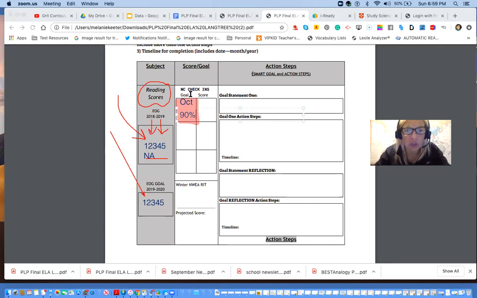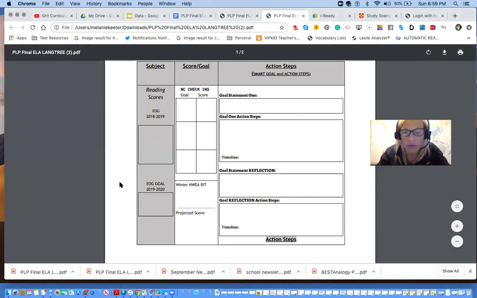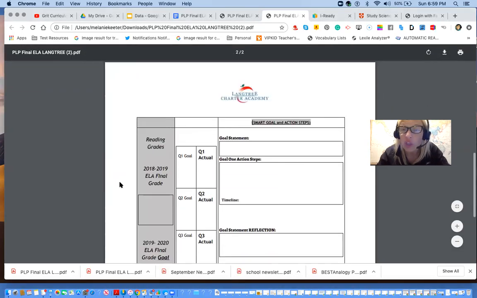The next score that you will have is not on this first page. It's going to be on the second page. So I'm going to scroll down here. You'll be able to flip.